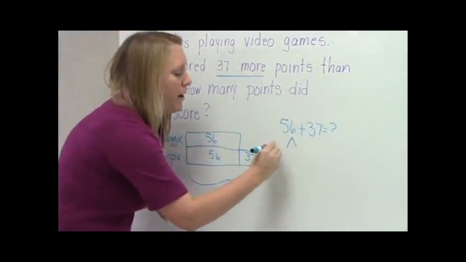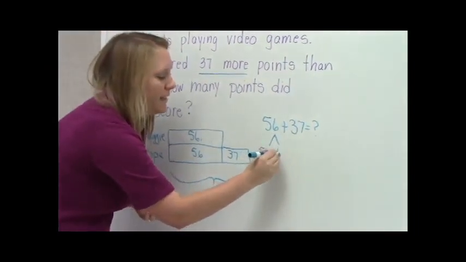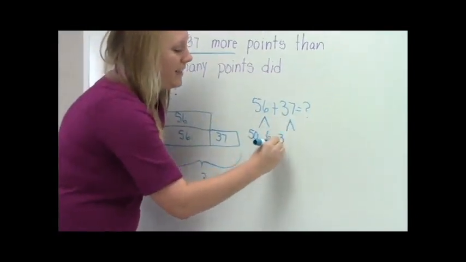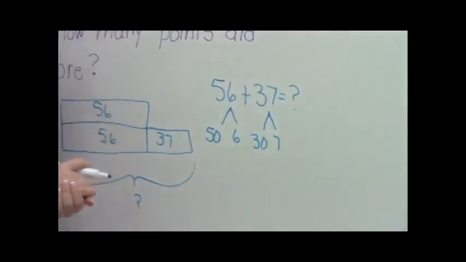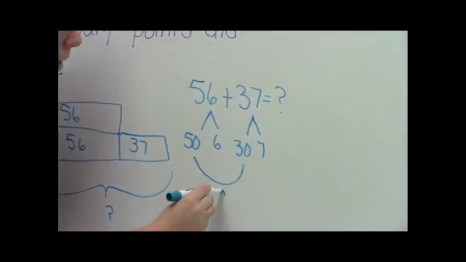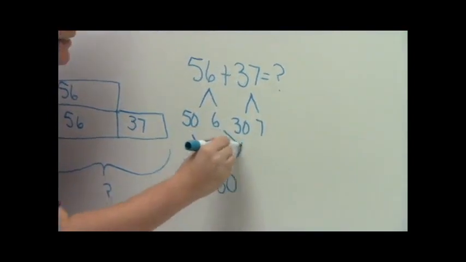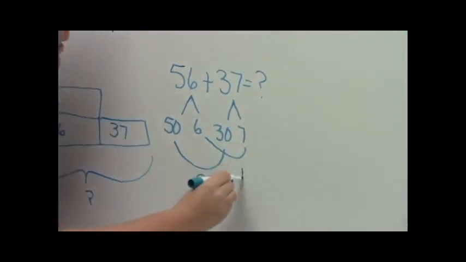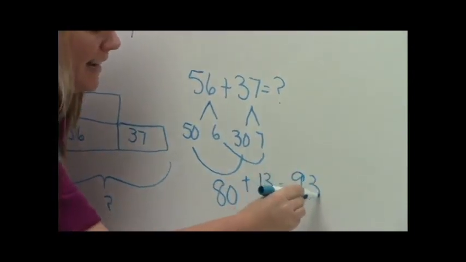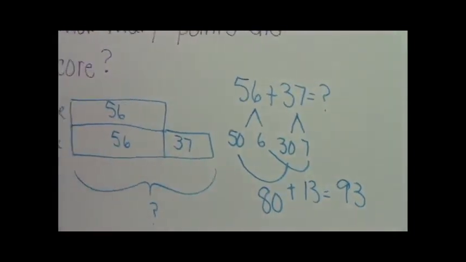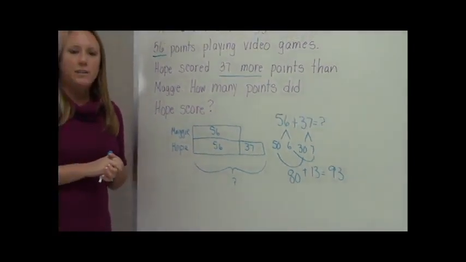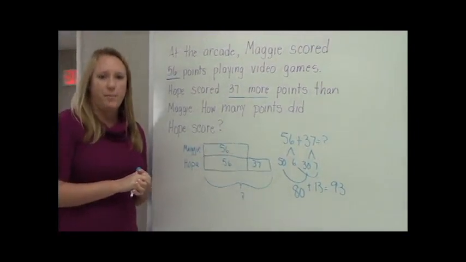I'm going to break apart 56 into 50 and 6, and 37 into 30 and 7. Now I can combine my tens. 50 and 30 is 80. 6 and 7 is 13. Now I combine those two amounts and get 93. So Hope scored 93 points. Let's try this bar model with a different comparison problem.